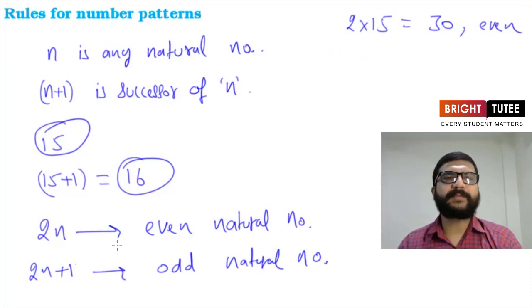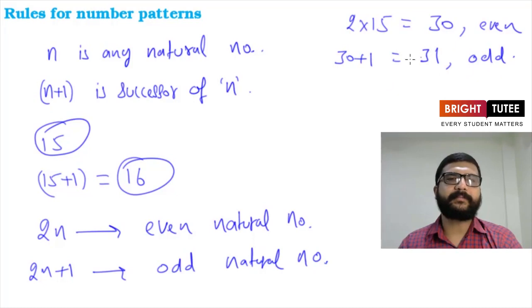Now let's take 2n plus 1. 2n plus 1 means 2 into n, which is 30. So this will be 30 plus 1, and this is equal to 31, and this one is odd. So here 2n plus 1 is indeed an odd number. So always for every value of n, 2n plus 1 will be an odd natural number, where n is any natural number.